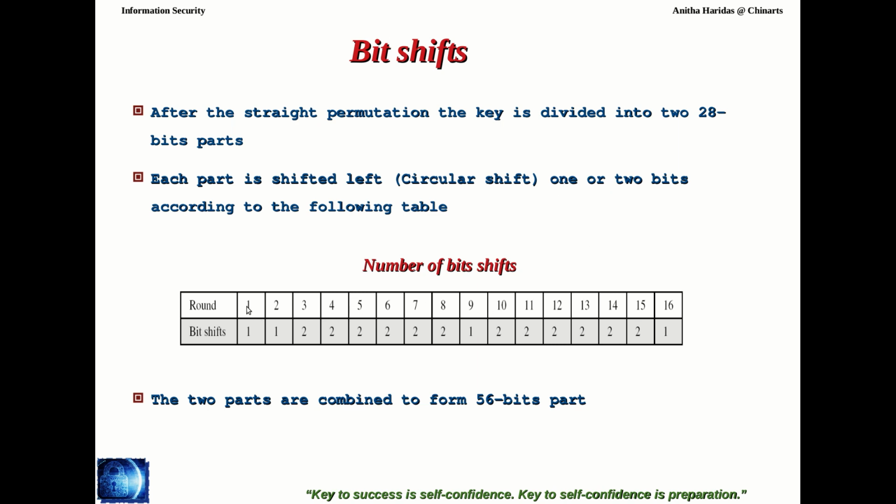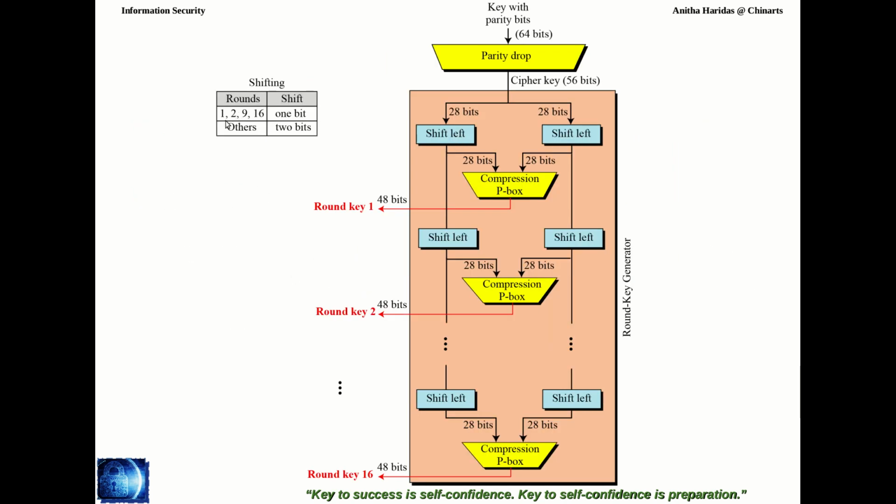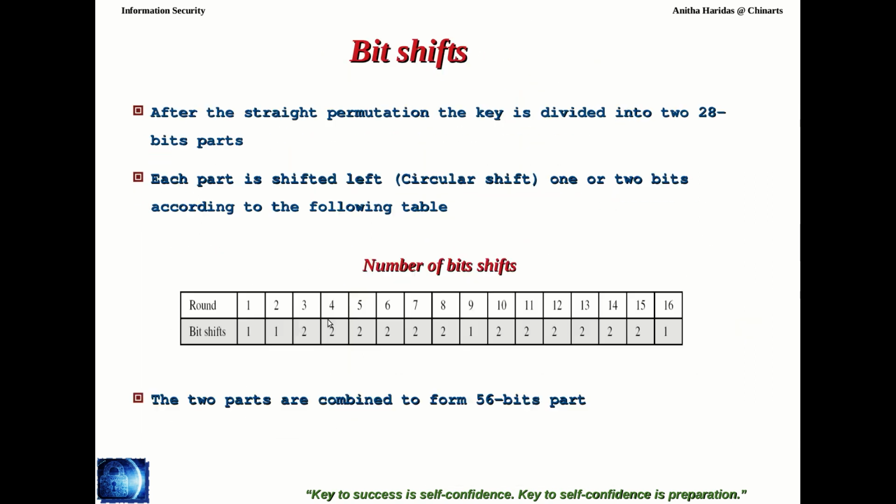So if it is round 1, it will be shifting only 1 bit, and in round 2 it will shift only 1 bit. If it is round 3, it will be shifting 2 bits, and if it is round 4, it will be shifting 2 bits, right? So this is what you might have seen here. In rounds 1, 2, 9, 16, only 1 bit will be shifted, whereas in all the other rounds it will be shifting 2 bits. So that is what the shift table shows here.